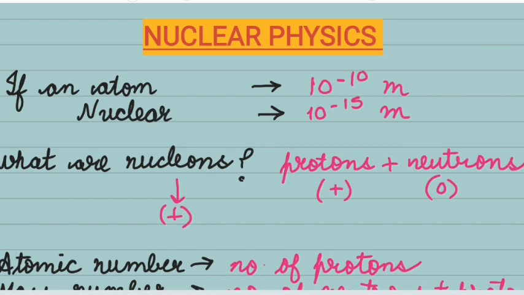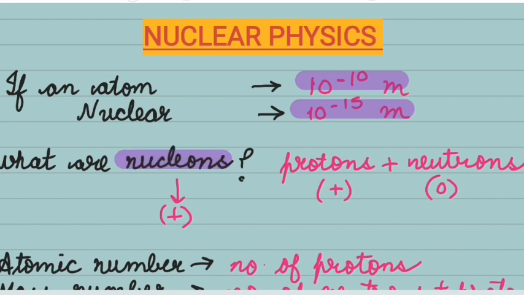We know that if the atomic range is 10 to the power minus 10 meter, then the nuclear range will be 10 to the power minus 5 meter. So you can understand the difference: minus 5 means the nucleus is nearly 1 lakh times smaller than the atom. After that we see what we mean by nucleons.